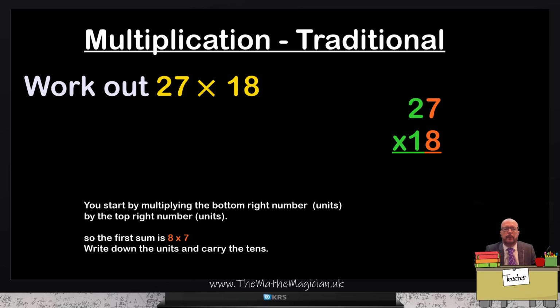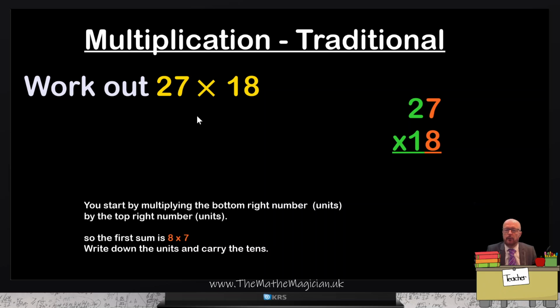Right, so what we need to do is line them up in columns exactly like I've done in the diagram. And we start off from the right hand side and we multiply the two units together. So we do 8 times 7 or 7 times 8. We need to find a method to work out 8 times 7 or 7 times 8. A common way is to draw a picture. So I'll get my pen.